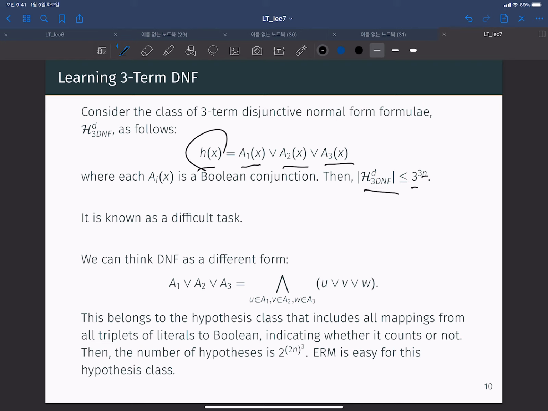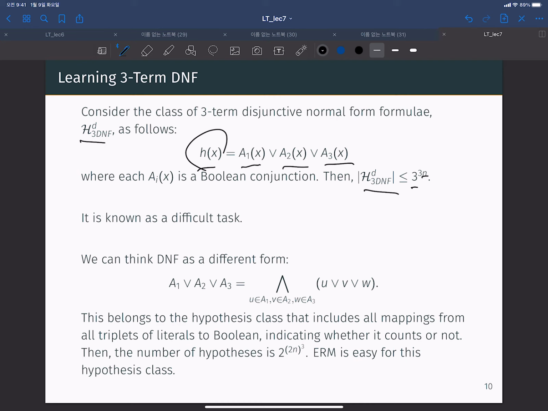But this hypothesis class is known to be a very difficult task, even with the realizable condition. Even if the training data points have a perfect hypothesis having zero training error, we still have trouble finding the best hypothesis having zero training error using this hypothesis class. It is very, very difficult to design an efficient approach that finds the minimum training error hypothesis.